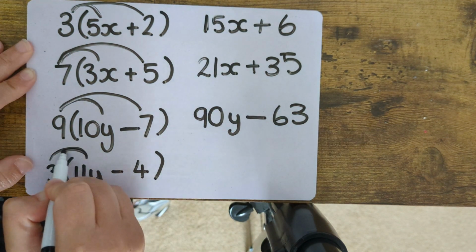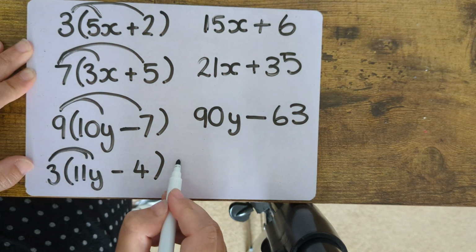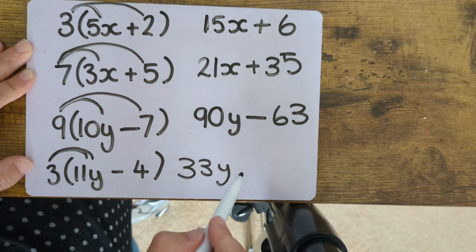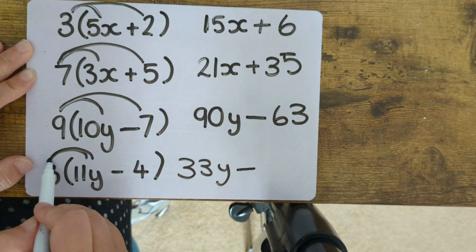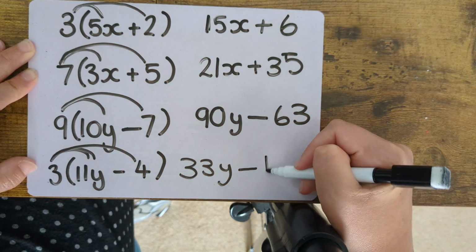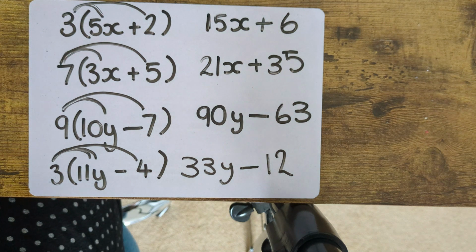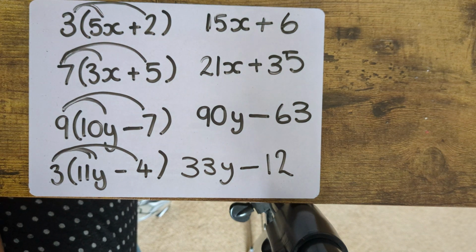And then 3 lots of 11y would be 33y. Subtract 3 times 4, which is 12, giving us an answer of 33y subtract 12. So we're now going to look at some ones which are a little bit more complex.